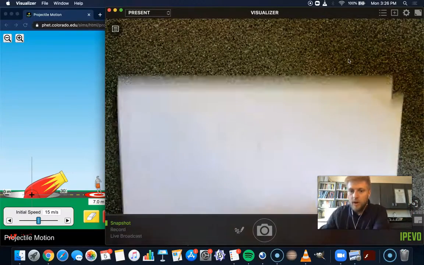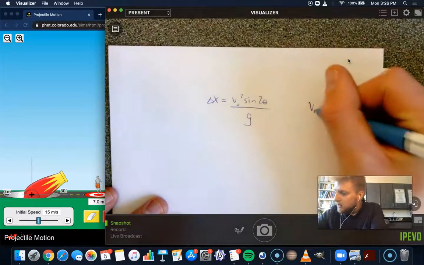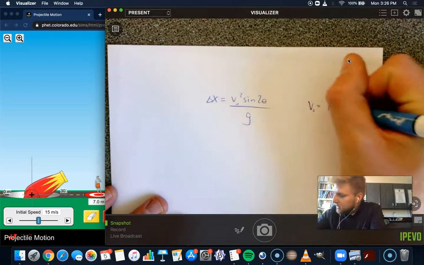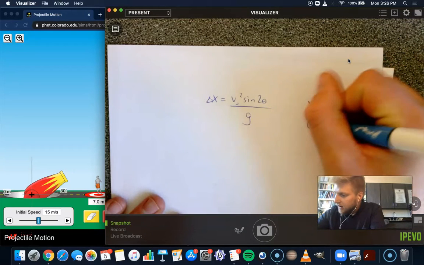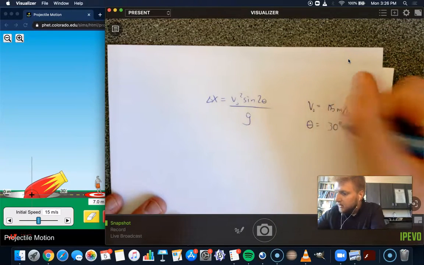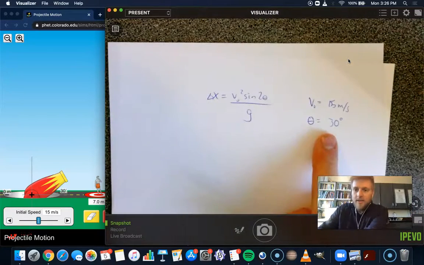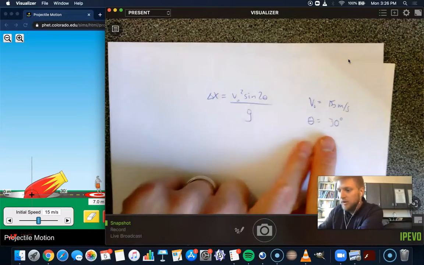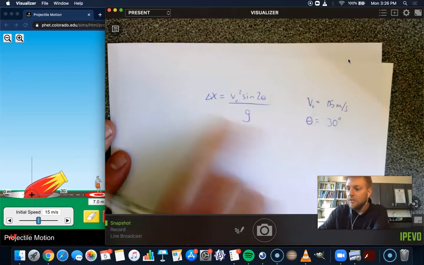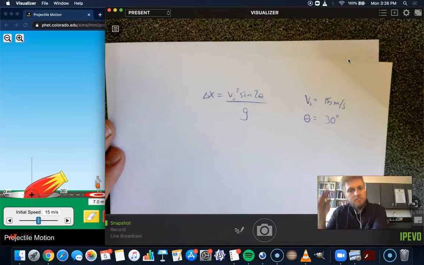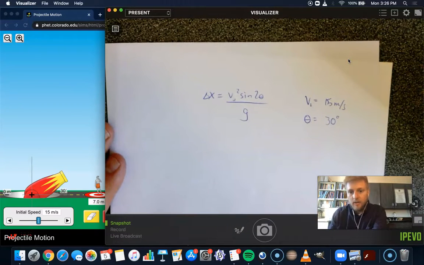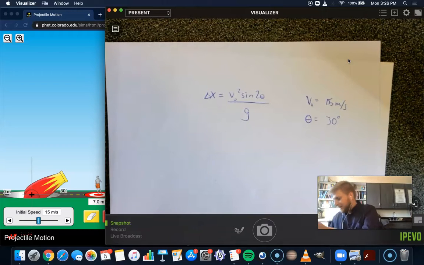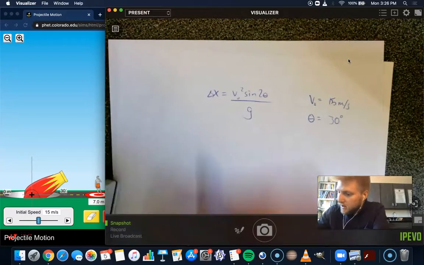So there's our equation. We said that v naught is going to be 15 meters per second. Our angle theta is going to be 30 degrees. Now again, if you are a savvy pre-calculus person, you might notice that 30 degrees is a nice angle when it comes to using trig. We will often use nice angles. So let's plug that in. Let's get out our calculators and do the calculation.